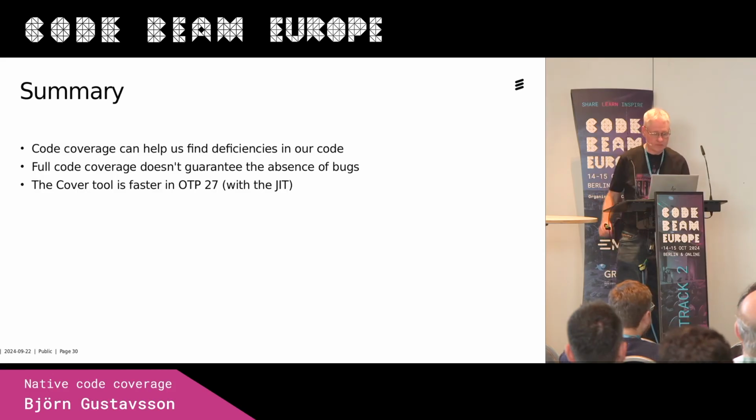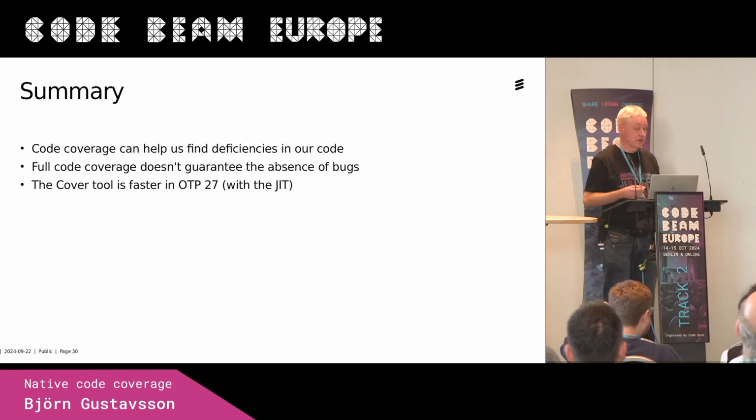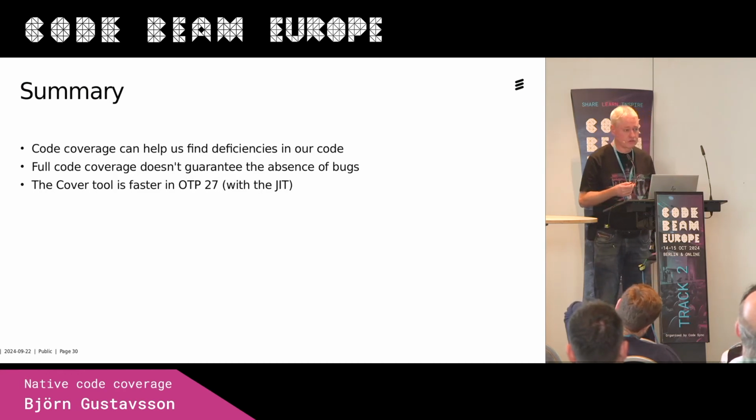So the cover tool is fast in OTP 27 when the JIT is enabled. If you are using a 32-bit runtime system, it will run in the old way.